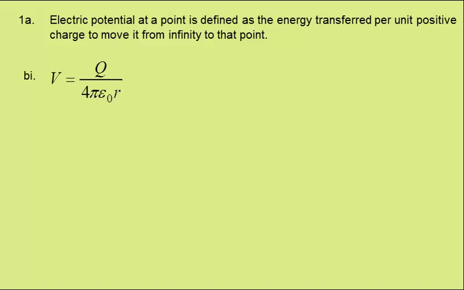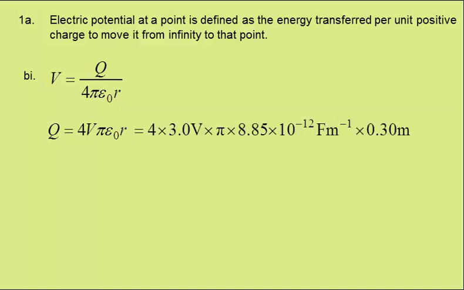Well, potential is given by Q over 4 pi epsilon naught r. So rearranging for the charge, putting in the values, gives an answer of 1.0 times 10 to the minus 10 coulombs.